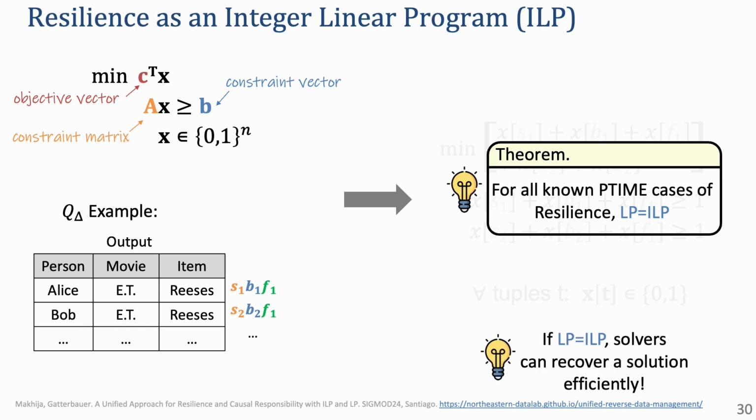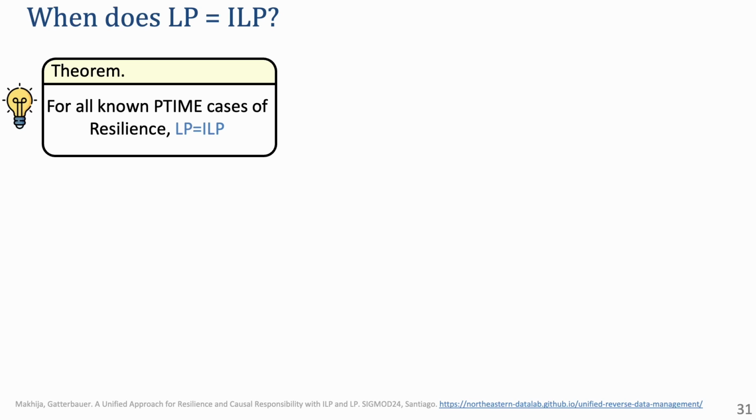And we've already seen from the internals of the solvers that if this condition happens, then solvers can recover the integer solution efficiently. And what we get from this is that for all known tractable p-time cases, just giving the resilience ILP to a solver will find the resilience in p-time. So now we're left with the following problem. How do we actually prove that for all known tractable cases of resilience, the linear program and the integer linear program have the same objective value?